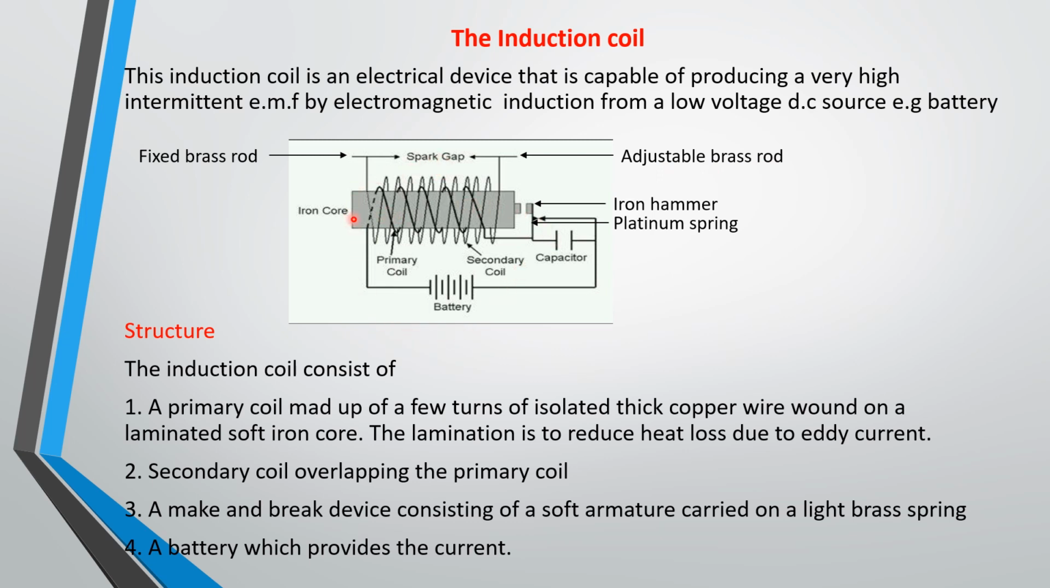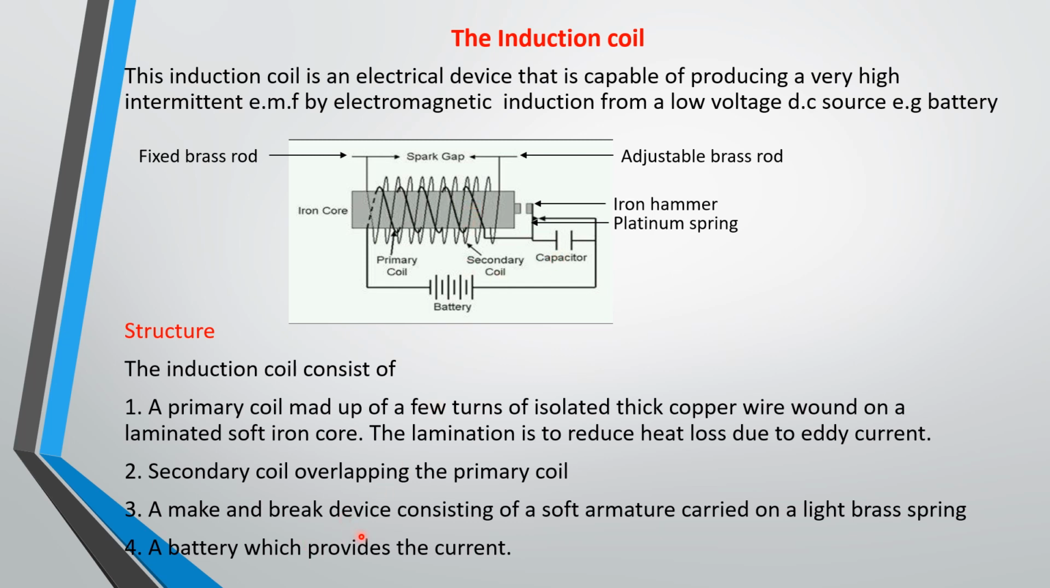The structure of the ignition coil is that it has two coils. One is a smaller coil of low turn, then you have a secondary coil of more turns. So you have a primary coil made up of few turns of insulated thick copper wire wound on a laminated soft iron core. The lamination is to reduce heat loss due to eddy current. Always remember that. Okay. Then the secondary coil overlaps the primary coil.